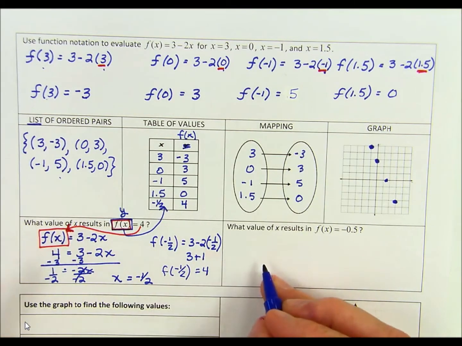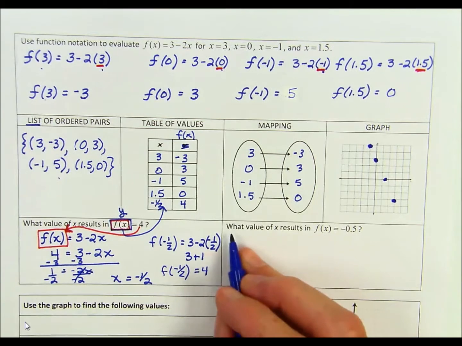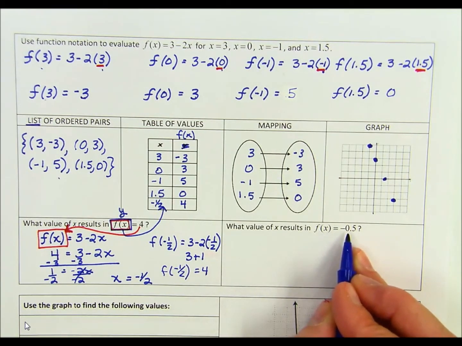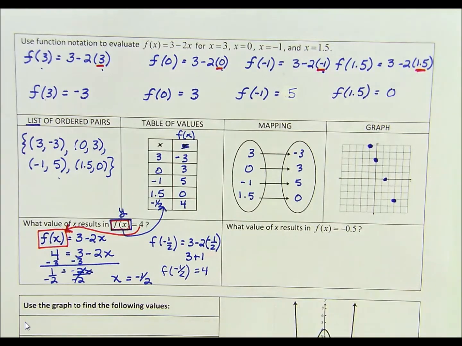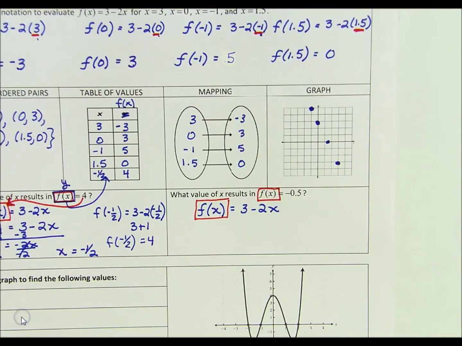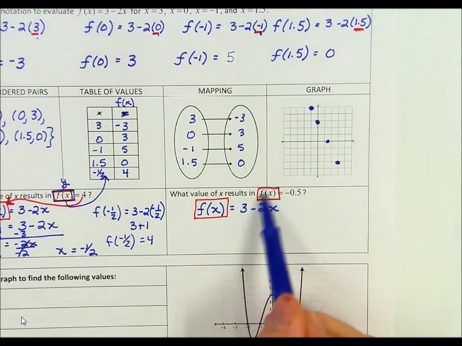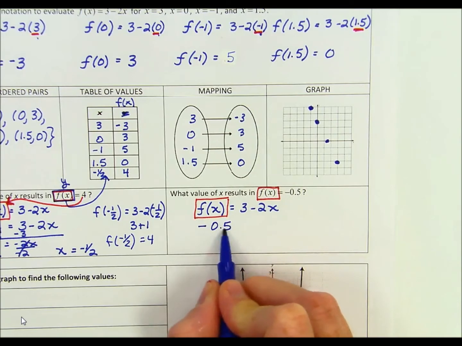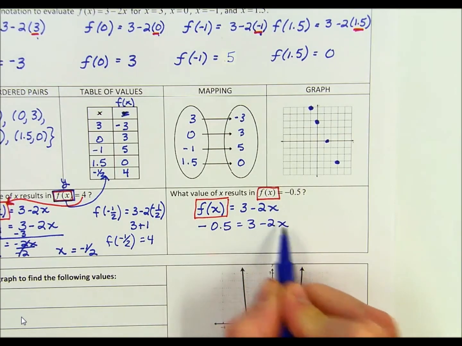So on this one, what I would like for you to do is to try to find the value of x that results in f of x equals negative 0.5. Pause the video and try. Okay, let's check your answer. Here I have my f of x boxed. I'm going to replace this box with negative 0.5. I'm going to continue to write my function down.